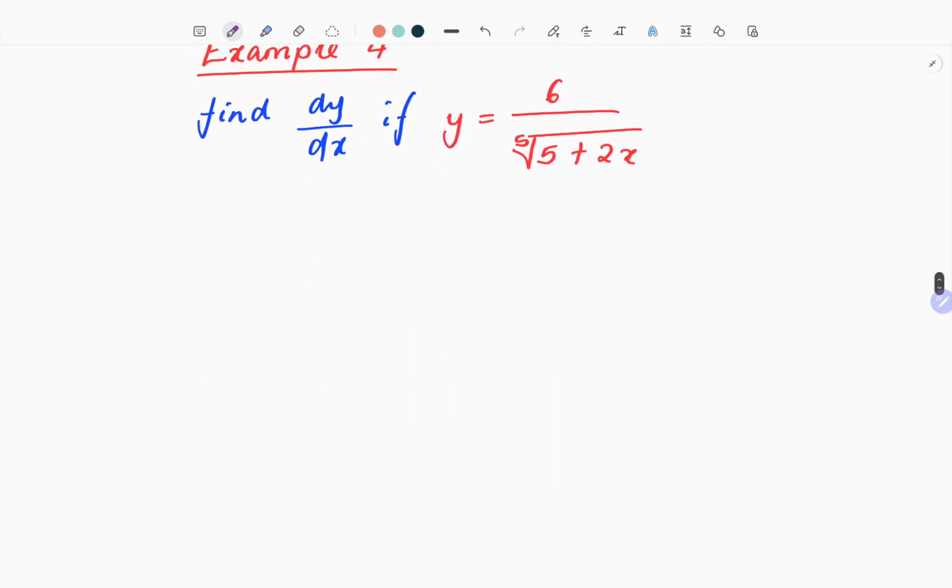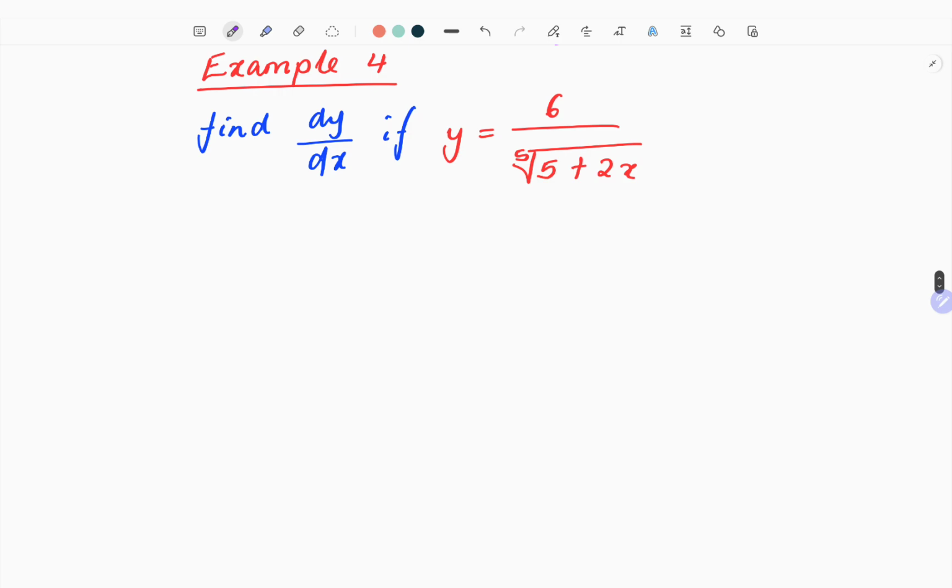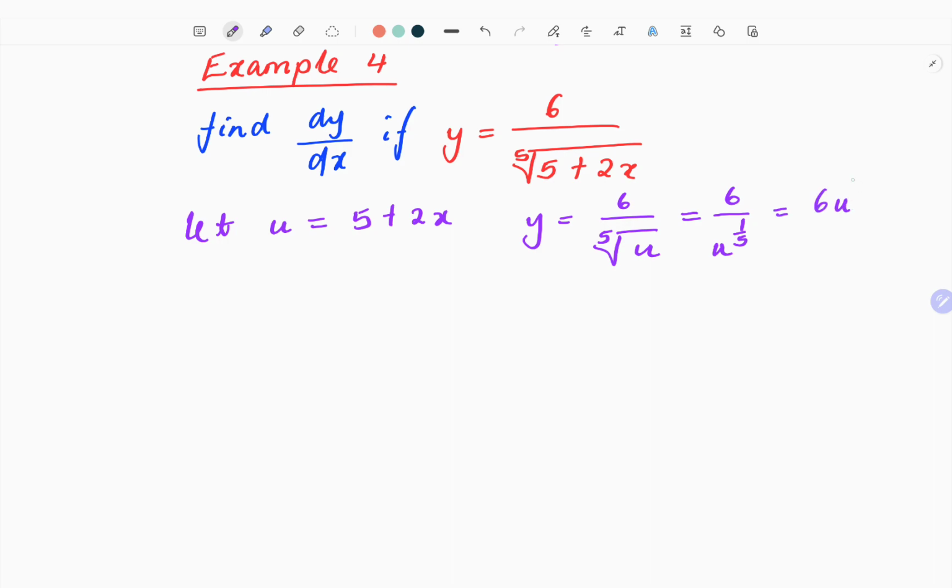Moving on to the last example. Example 4: find dy/dx if y is equal to 6 over the fifth root of 5 plus 2x. Again, you let u be equal to 5 plus 2x. And your y will become 6 over the fifth root of u, which you can rewrite as 6 over u to the power a fifth, or you can rewrite as 6u to the power negative a fifth.